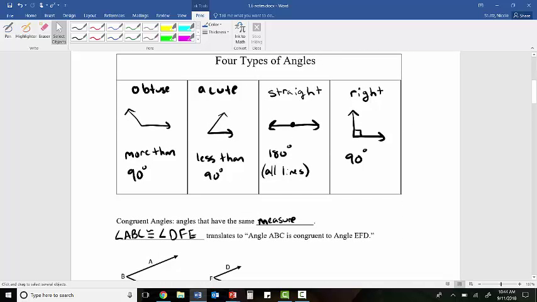If you don't remember the types of angles, you should remember obtuse, acute, and right. Obtuse means more than 90, acute is less than 90, right is exactly 90. You must have a box drawn in here. If you don't draw the box, then it's not technically a right angle. It could be like 89.9 degrees.